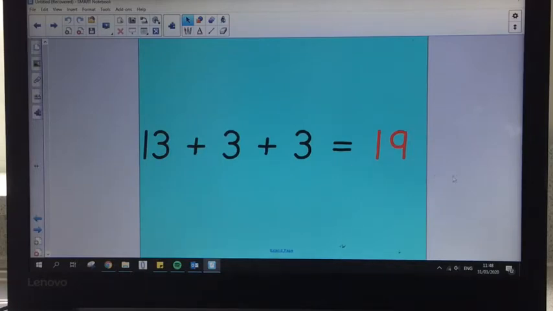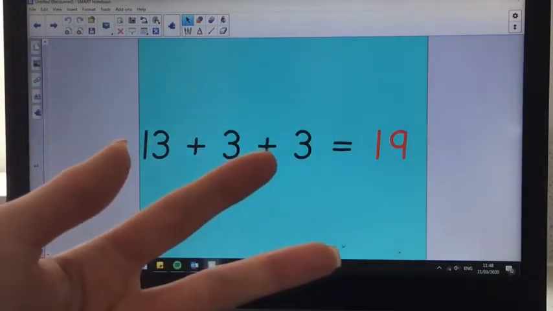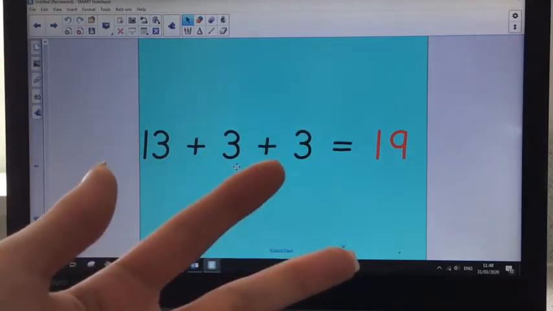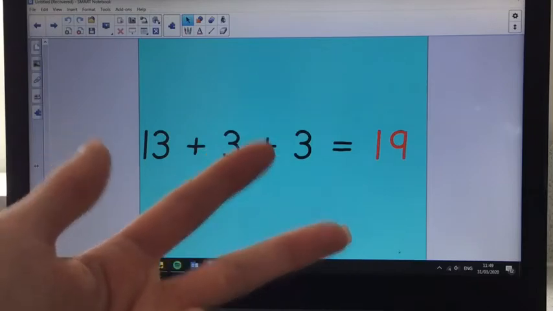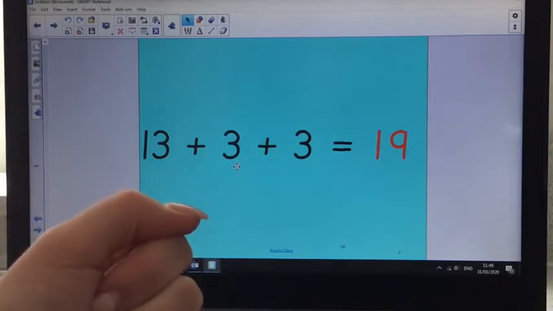So the same method as before, we put the first number in our heads, which this time is 13. So pop 13 in your head. Then we put the second number, just focusing on one number for now. We put that on our fingers. So we're going to do 13, add 3. So get ready to count on 3 from 13 with me. Ready? 13, 14, 15, 16.